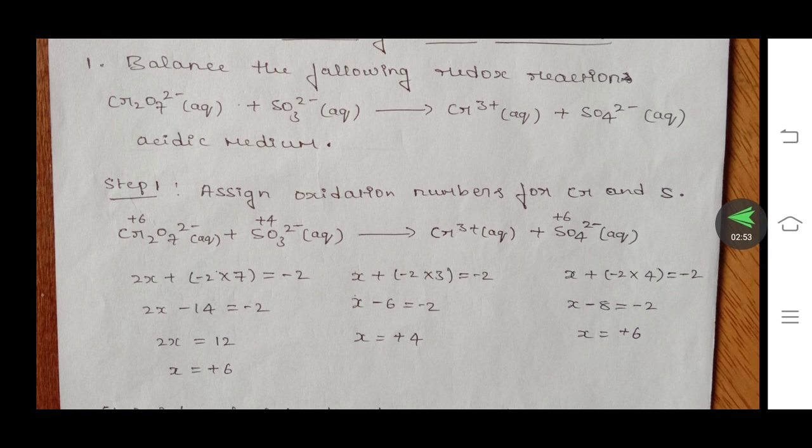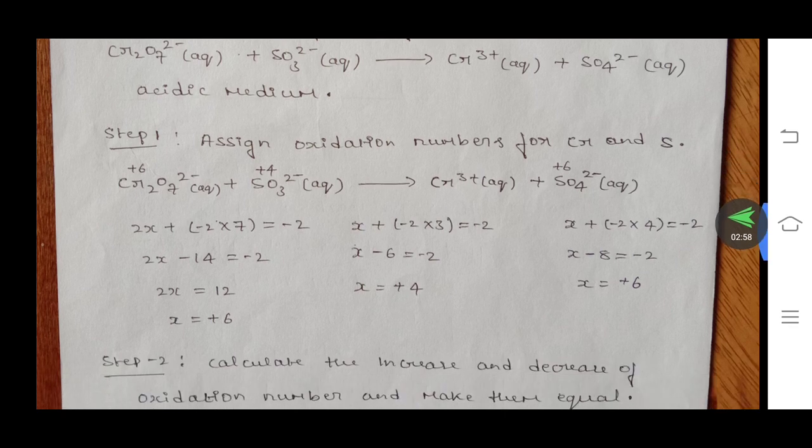Now, what is the first step you have to follow? Assign oxidation numbers for Cr and sulfur in that equation. First you have to calculate the oxidation number for Cr in Cr2O7 2 minus. Similarly, find the oxidation number for sulfur in SO3 2 minus. On the right side, Cr3 plus is already given, no need to find it. For SO4 2 minus you have to find it for sulfur.